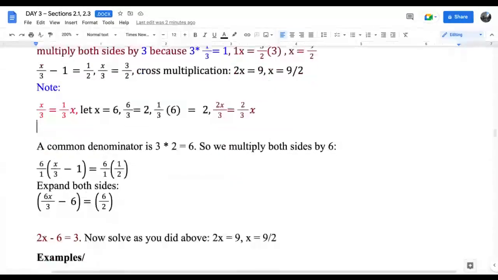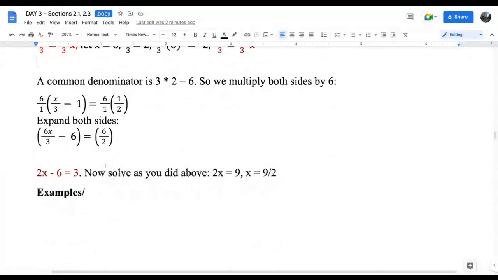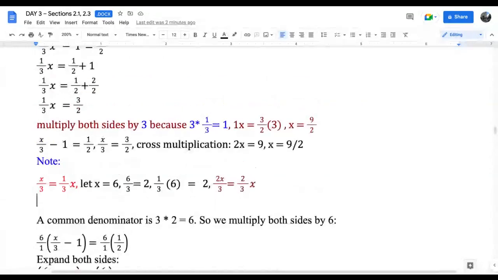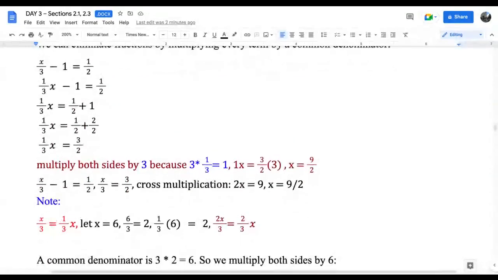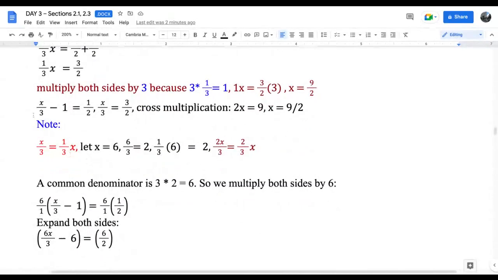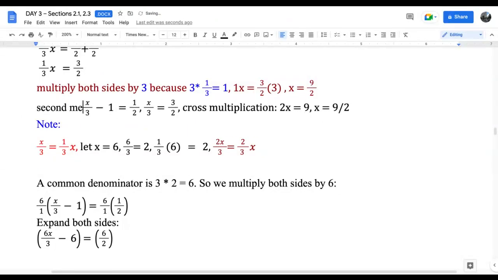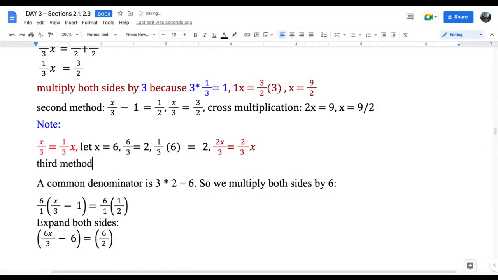One more method. Let's have, that's one. Okay, let me just copy and paste this. So this is a second method. That's a third method.